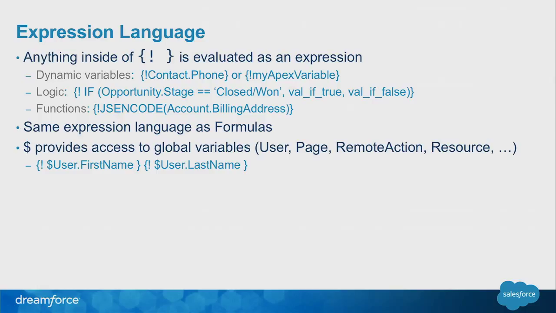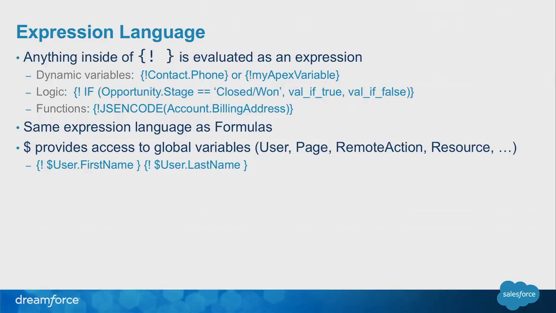So you can do dynamic variables, and I could say contact.phone or .myApex variable, something on my controller that's accessible. I can add logic to my view layer if I needed to, so I can say if the opportunity stage is closed one, display or not display. And I can do functions. I could say JSENCODE account.billing address, encoding these values for different things.